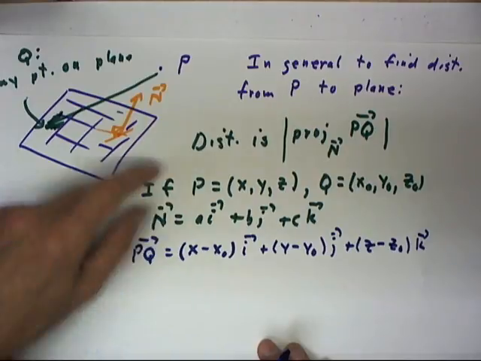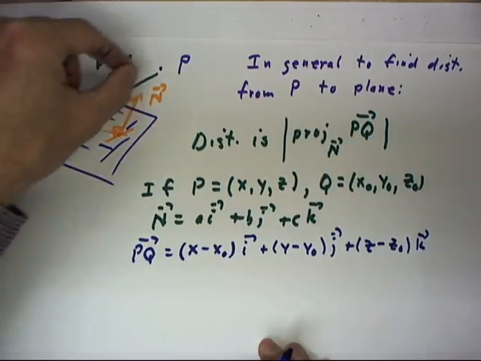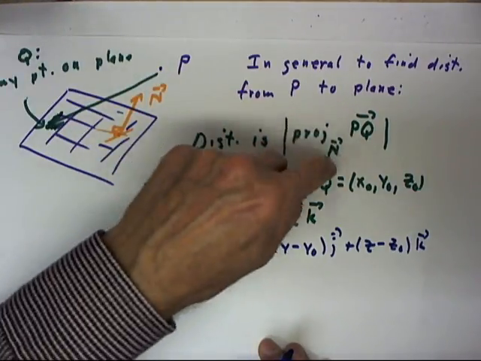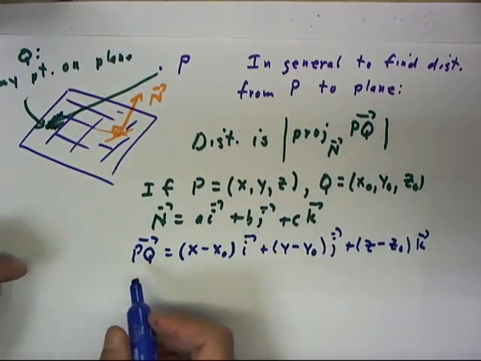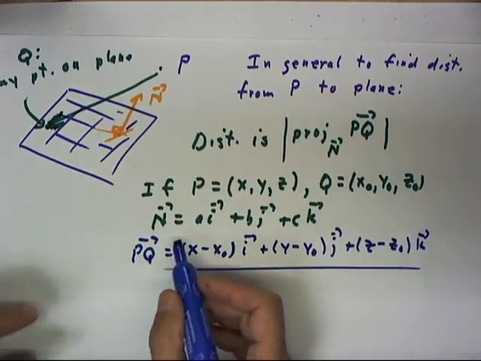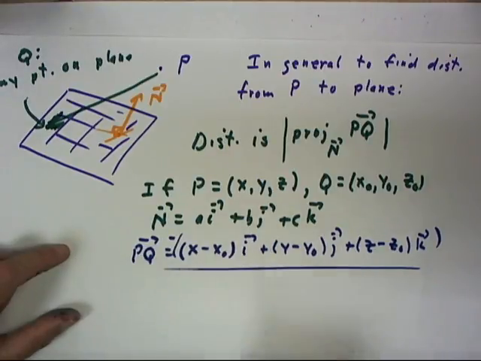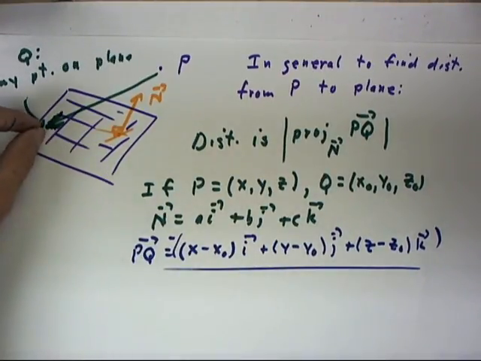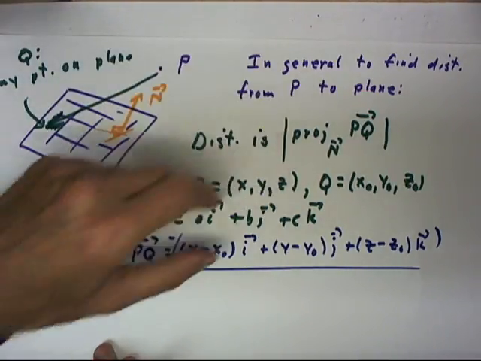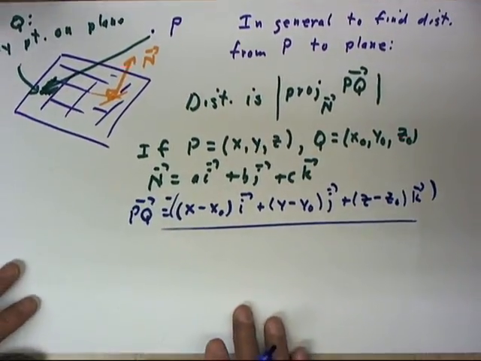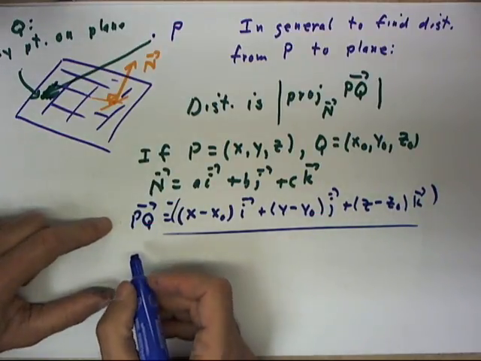Now actually I've done that wrong because I've gone from x, y, z to x0, y0, z0, and I'm doing the vector in this direction, and the vector PQ is actually in the opposite direction, but I'm not going to correct that here. I could put a parenthesis around this and put a negative sign in front of it, and maybe I'd better do that just to make sure I'm not telling a lie. But it doesn't matter whether we project the vector from here to here or the vector from here to here onto n, since we're taking the absolute value.